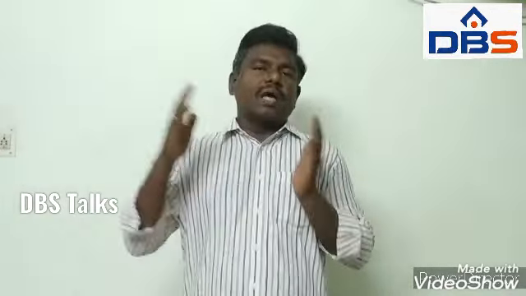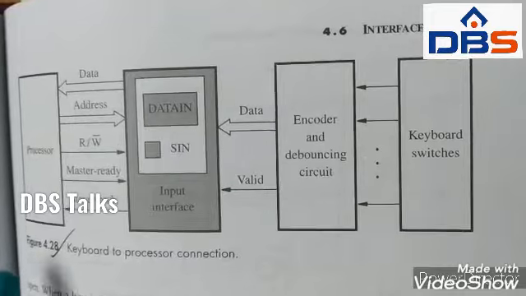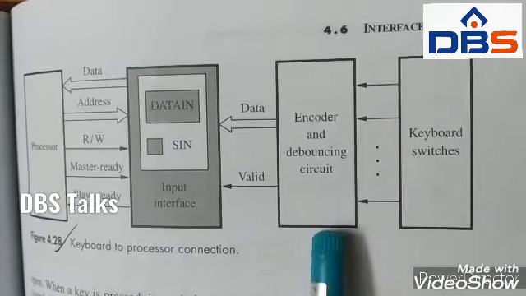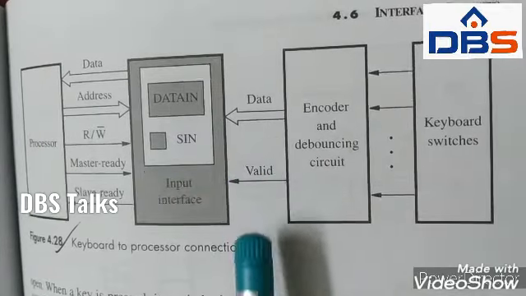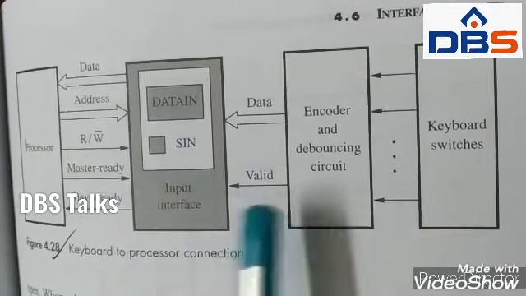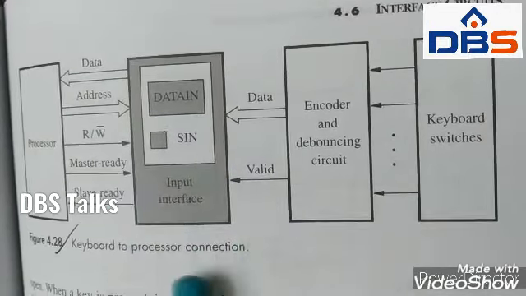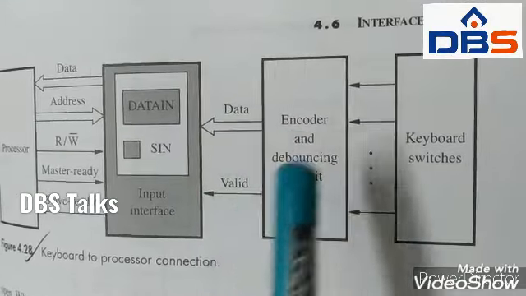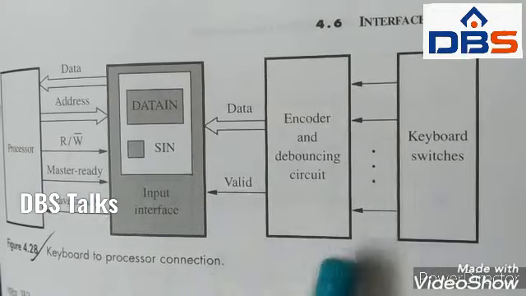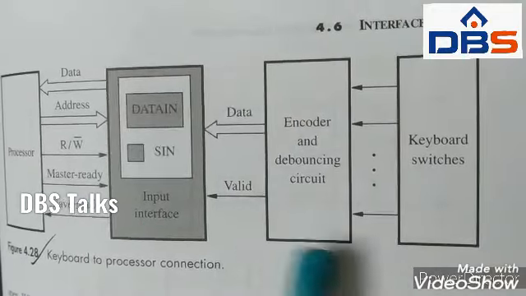Now, here comes the diagram. In this diagram, the keyboard is connected to the processor. Here, this is the processor, and this is the interface circuit. In this interface circuit, data in and status in are there, and the input interface is there. And here are the I/O interfaces we are using. This is the input. This is called the port, where we use either a serial port or a parallel port.